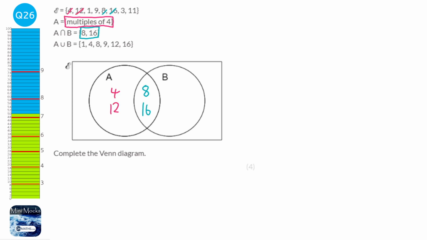So the next ones I'm going to focus on is the A or B. So A or B is in A, in B, or in the middle. So if we cross out the ones we've already used, so we've already used the 8 and 16 and the 4 and the 12, that leaves the 1 and the 9. We'll cross that out of our other list. And there's only 2 left in our everything list at the top. We've got the 3 and we've got the 11. So on the outside we have 3 and we have 11.